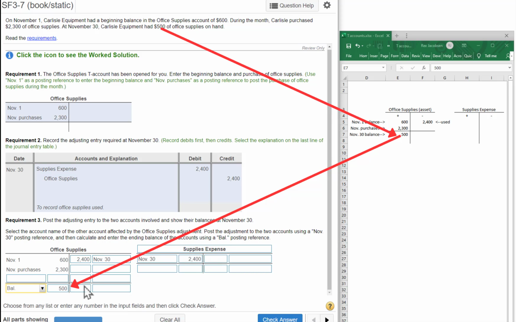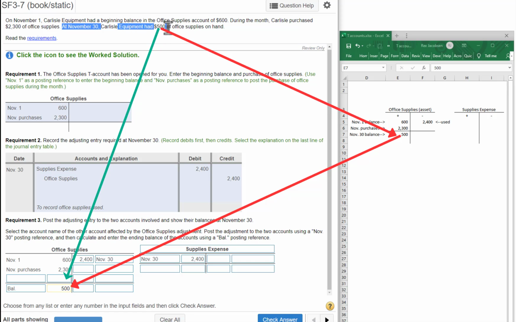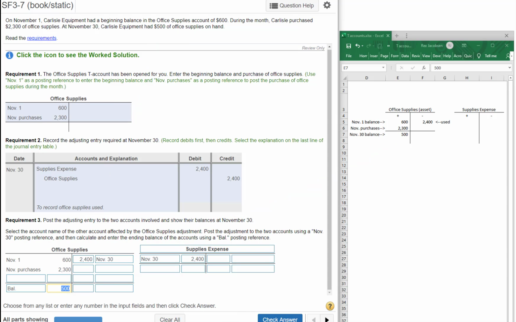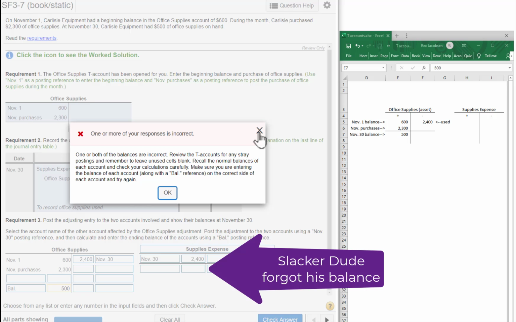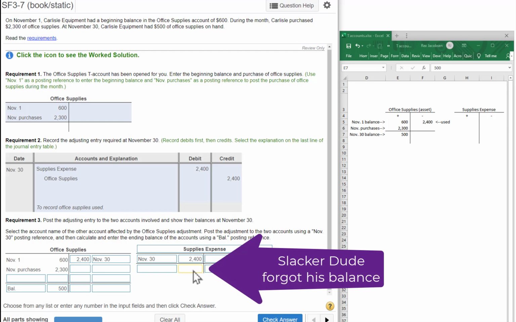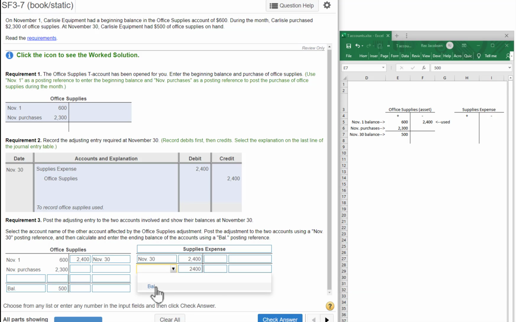And notice I'm putting it below this horizontal line. This black horizontal line means we're doing a mathematical operation. In this case, we're taking the pluses and subtracting the minuses. And just double check, is this what they said was the balance up here? Yes, it is. It says, as of November 30th, Carlisle Equipment had $500 of office supplies on hand. That is our ending balance. Therefore, we've done everything correctly. Except, oh, I pushed it too soon. I need to do a balance: 2,400 balance.